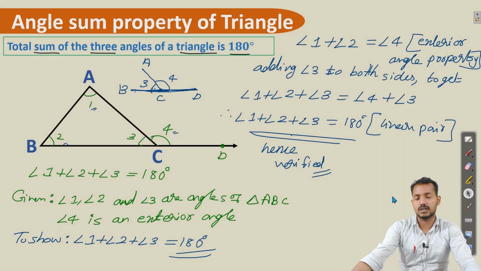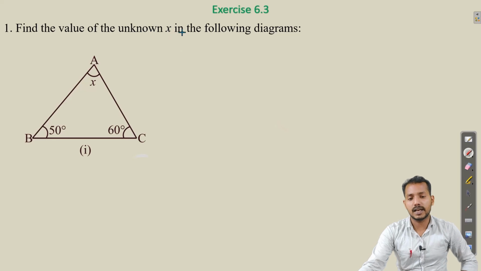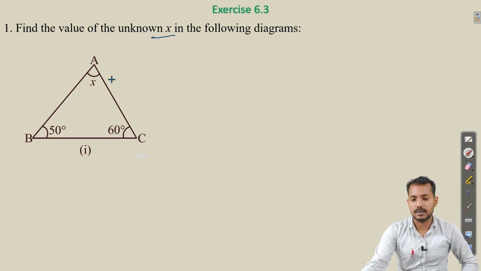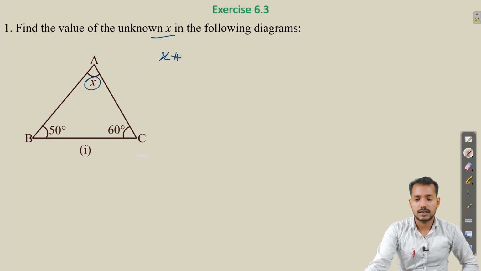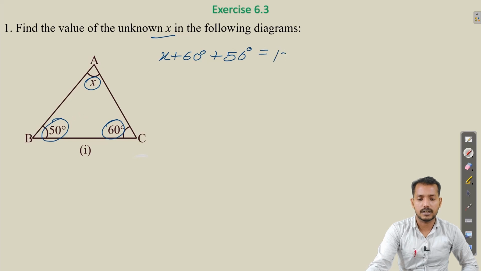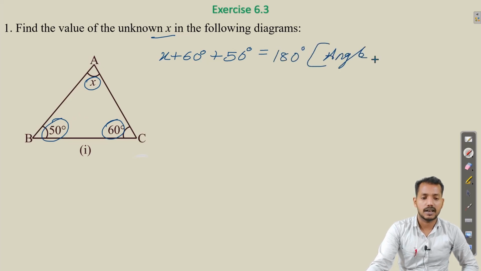Let's take some questions from exercise 6.3. Here find the value of unknown x in the following diagrams. X we have to find. According to the angle sum property, x plus 60 plus 50, the sum of these three interior angles, is equal to 180 degrees. Okay, angle sum property of triangle.